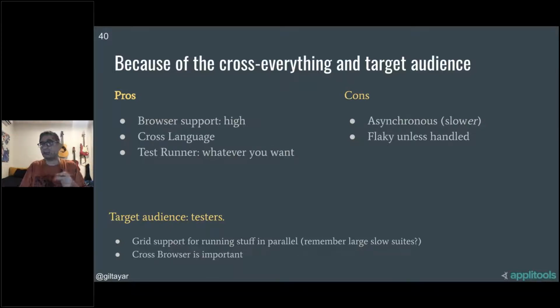And test runner: you want to use Mocha, Jest, JUnit, whatever you want. We don't interfere with which test runner you want. You can even run without a test runner if you want. The con is that because it's asynchronous and there are a lot of hops, it's slower, and because it's slower, flakiness tends to creep in. There's another reason why it's flaky; we'll talk about that in a second. The reason for all this is that the target audience is testers. So for example, we have Selenium Grid for running stuff in parallel, and cross-browser is important.